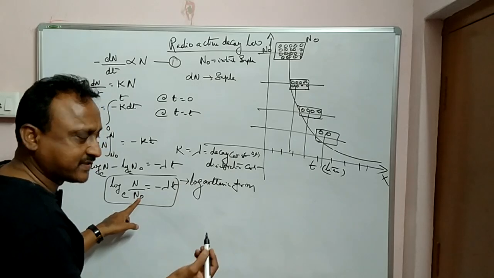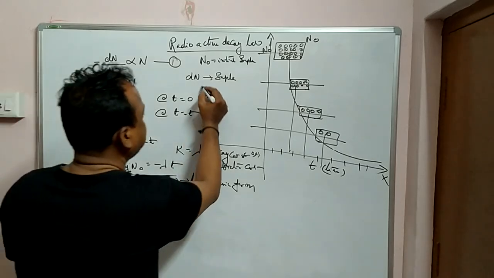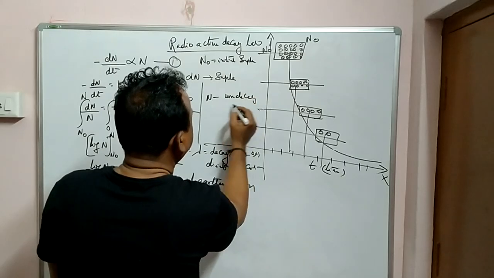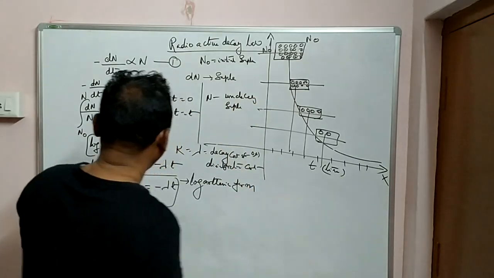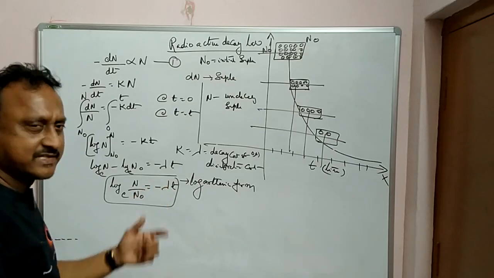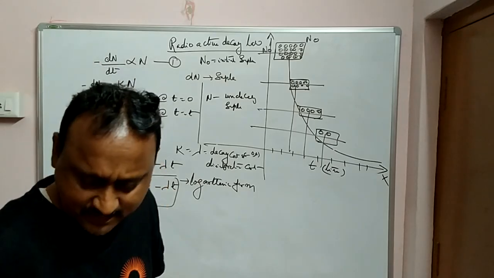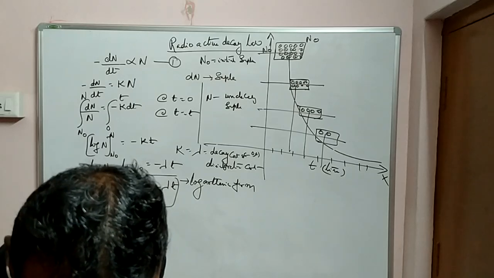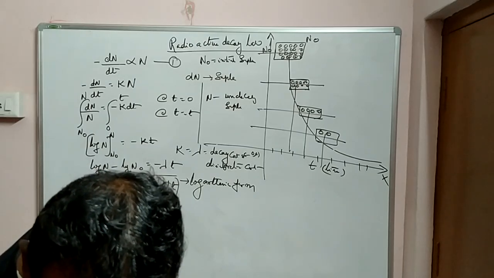N0 is the initial sample. N is the undecayed value, the undecayed sample. T is time. Lambda is the decay constant. Are you following the point here? Any doubt?